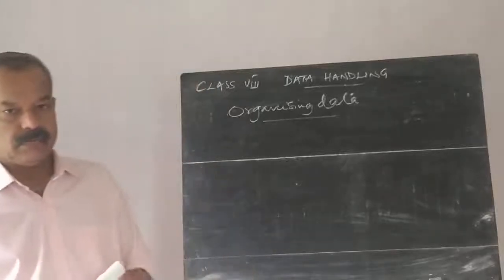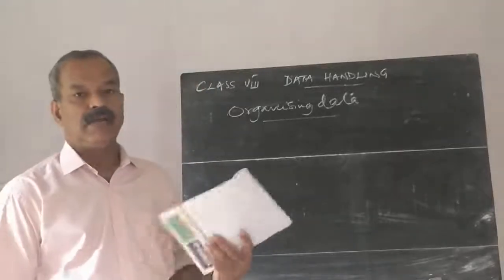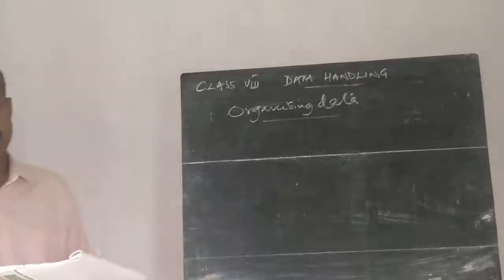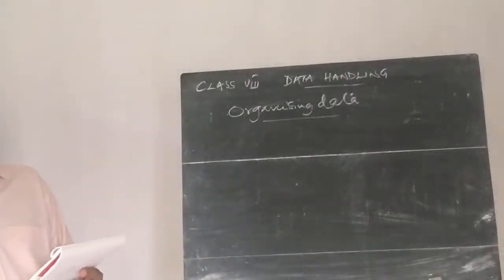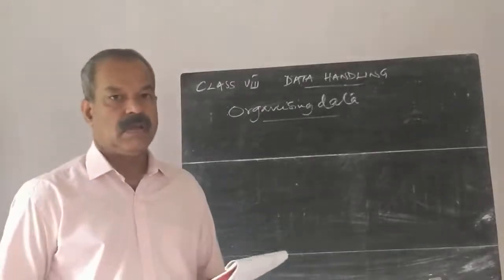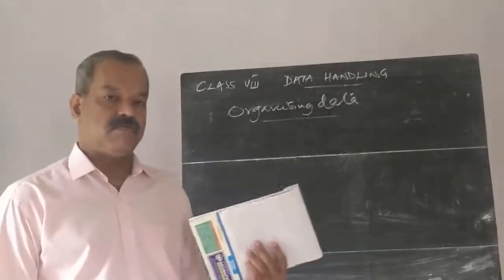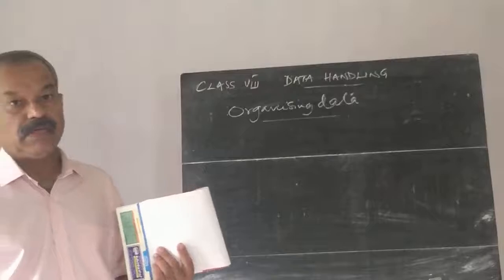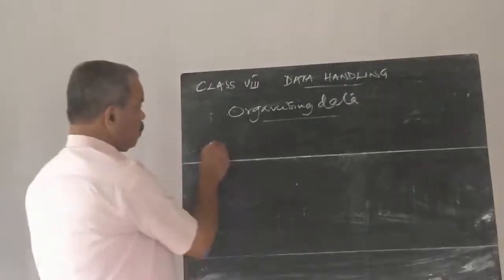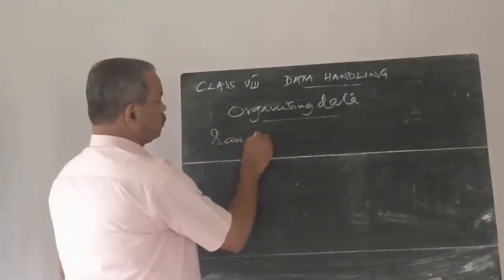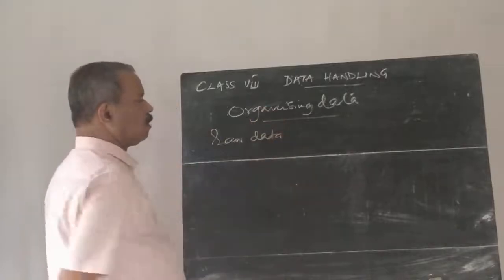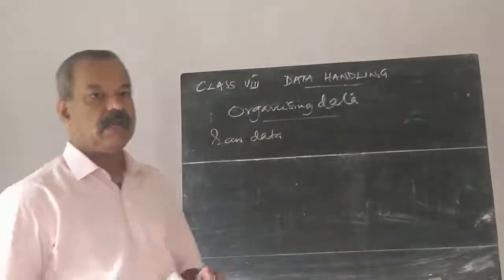As I told you, numerical information collected is called data. If we collect data in the ungrouped form, it is called raw data. Raw data: the data collected in the ungrouped form.